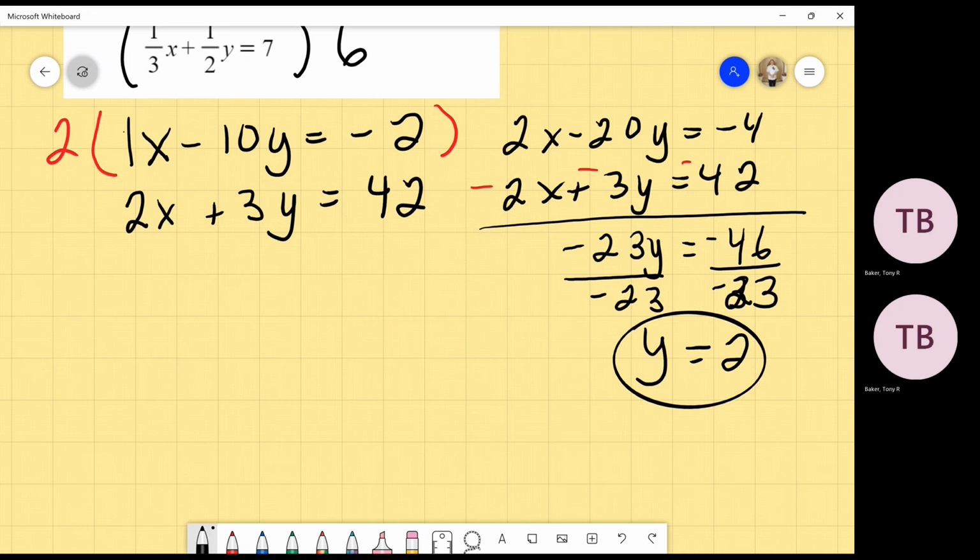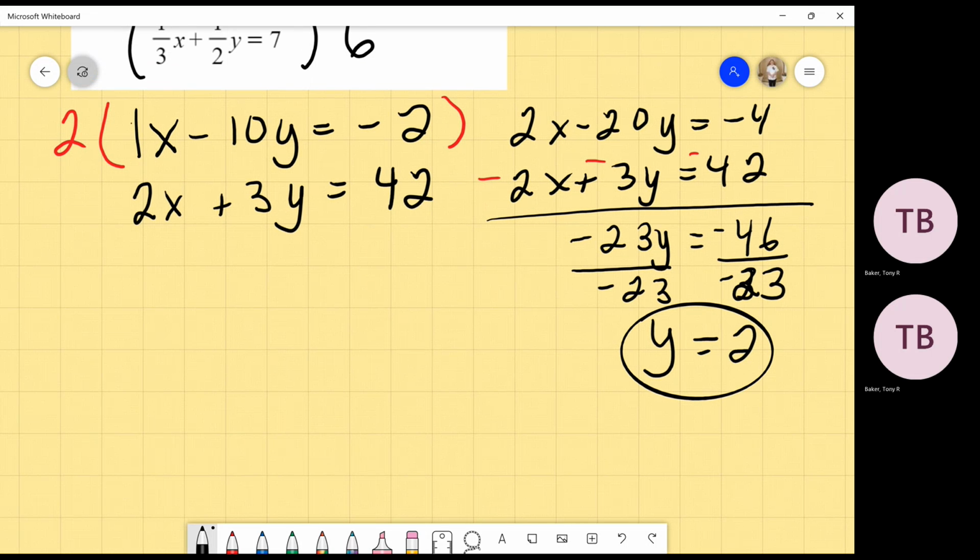Sometimes I have noticed these come up with fractions. So I'm going to actually show you another way to do this one in case you get a fraction. Because if you get a fraction, you're probably not going to want to plug a fraction back into the problem to get the other one. All right? So I'm going to show you another way to do this.